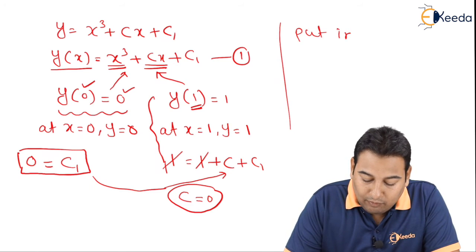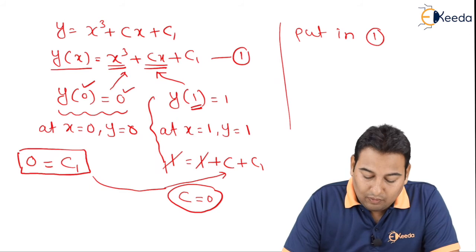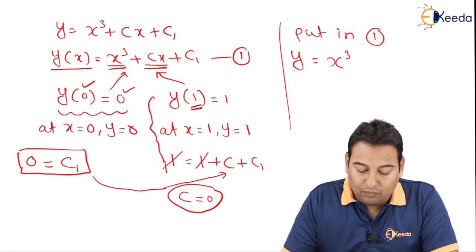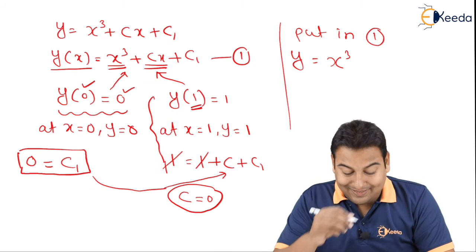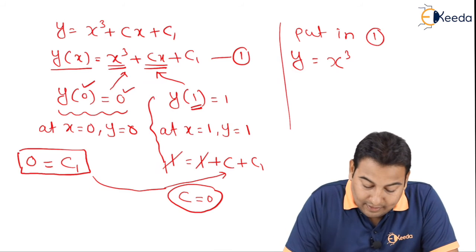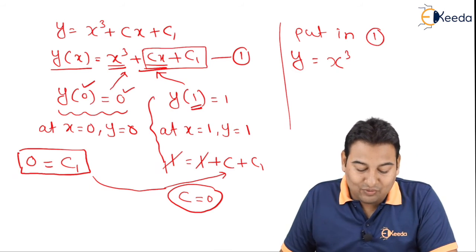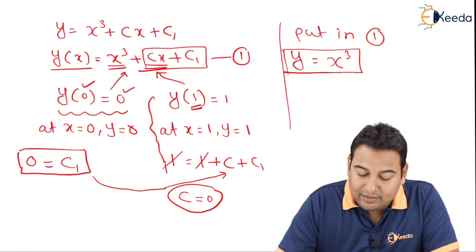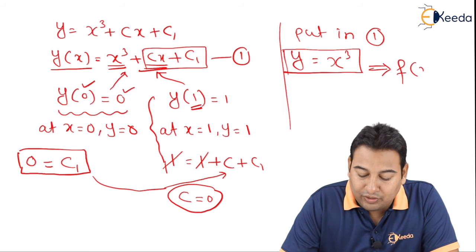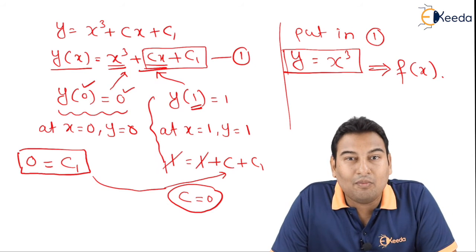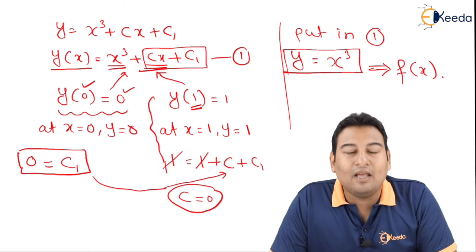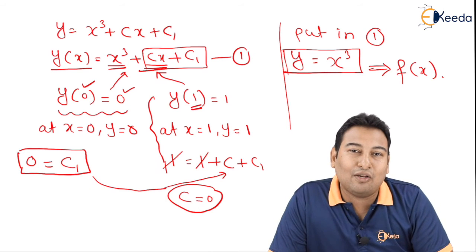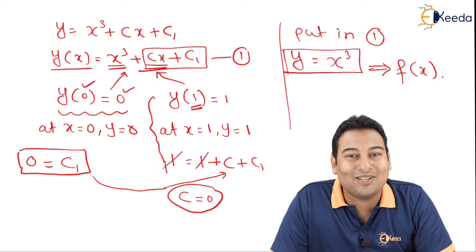Let's put in equation number 1. We are left with y is equal to x cube because cx, c is 0 and c1 is also 0. These terms are 0. We are left with y is equal to x cube. We got y is equal to f of x. This is the required solution. So this is the difference in the problem. Initial conditions were given. Whenever we get initial conditions, put in the solution, get the value of constants. Done with the problem. Hope you understood. Thank you.